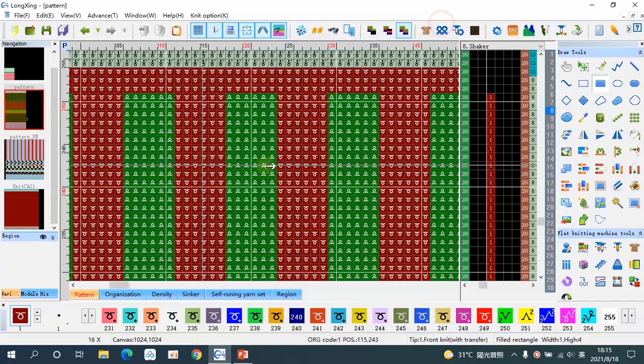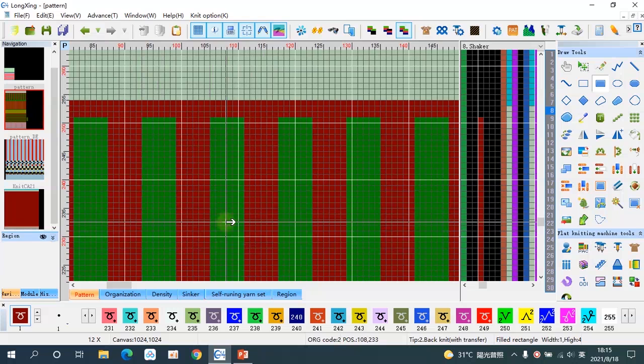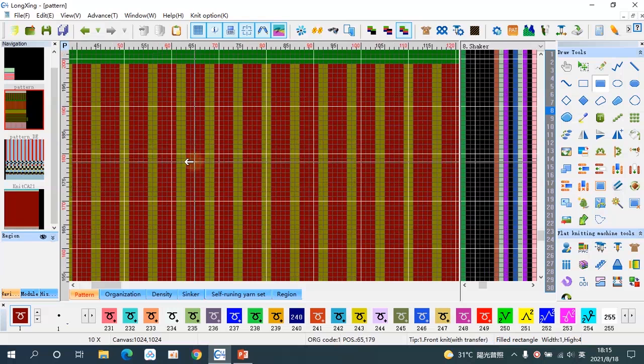Now, like in there, because they don't have full needle knitting, the needle position will automatically change into ester position. In there, because they have full needle knitting, so there is needle tooth position.